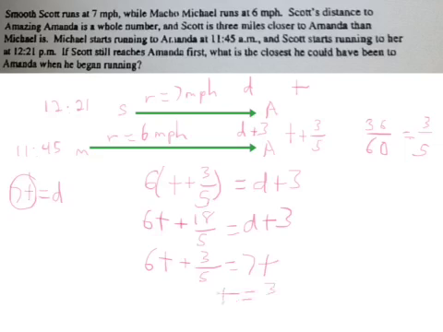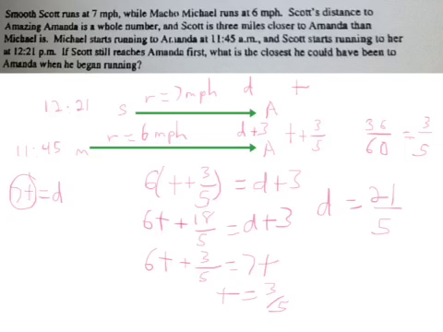So now I know the time that it took for Scott to travel. So we know his rate being 7 miles per hour. We know his time is 3/5. Now the distance that he traveled is just multiplying those two together, which is going to be 21 over 5. So his distance is 21 over 5.